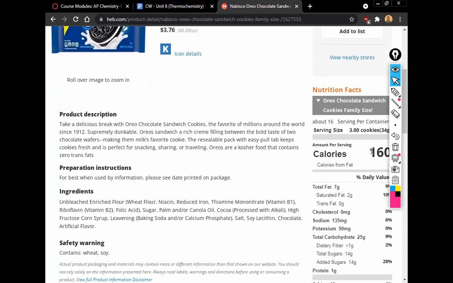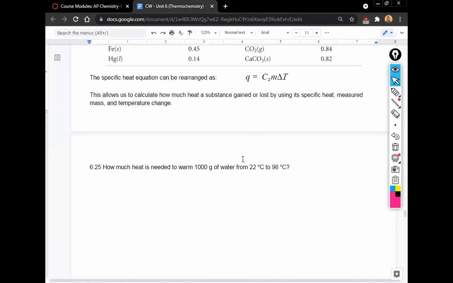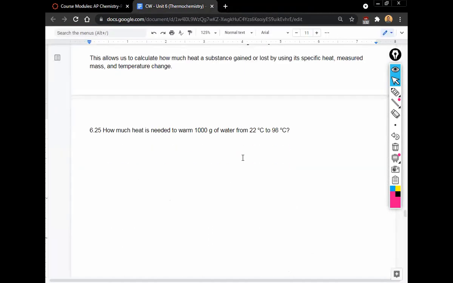3 Oreos is 160 calories. Holy cow. So we can take 1 Oreo, and the energy in 1 Oreo can heat up water from room temperature to boiling. That's a lot of energy. Goodness. I'm gonna go eat an Oreo at home. Okay, so that's just one way we can look at temperature change.